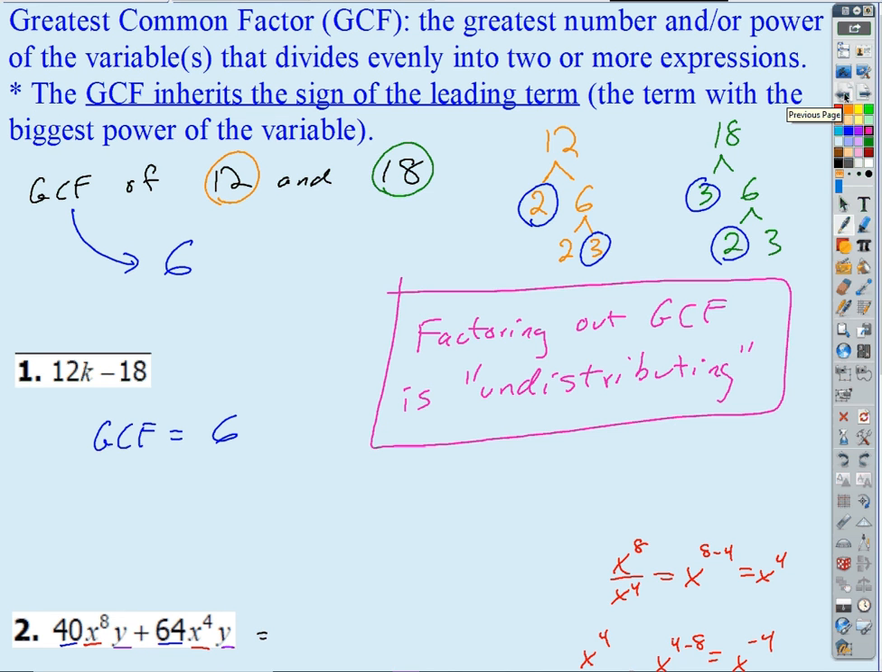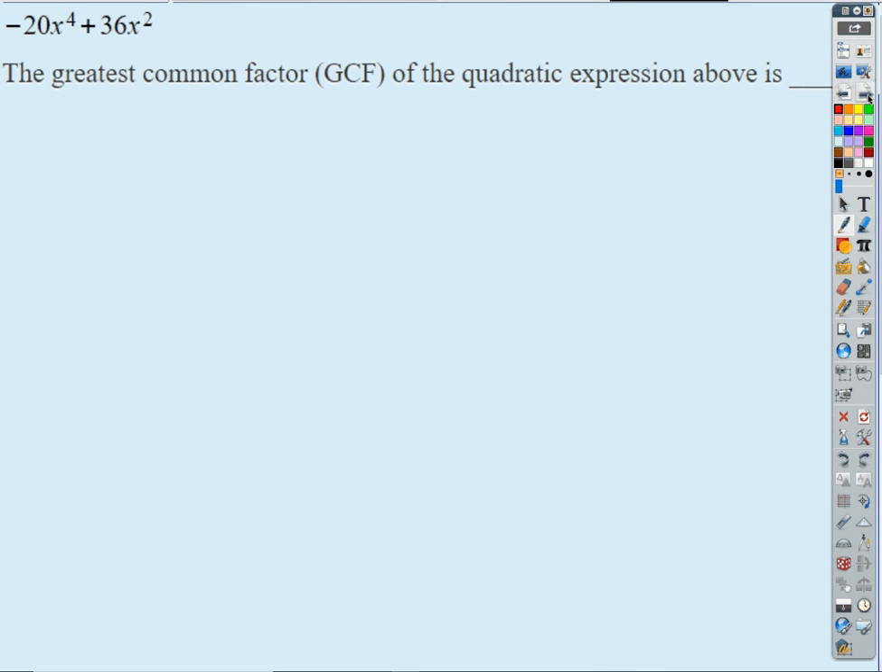The greatest common factor inherits the sign of the leading term. That's the term with the biggest power of x. As we're going to find next unit, that's the term that just dominates the behavior of that polynomial. So in this case then, x to the 4th is bigger than x squared, isn't it? So we know that the sign of the greatest common factor would be negative.